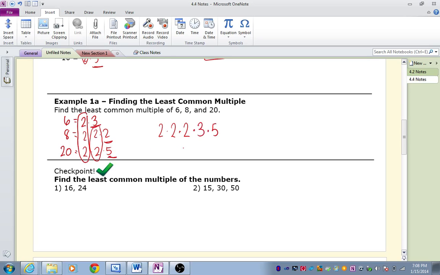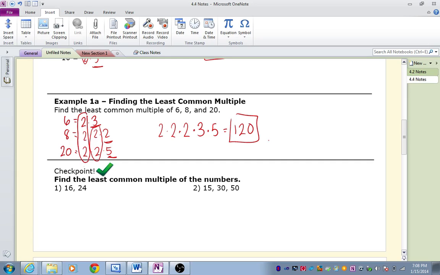Now remember, when you're multiplying a bunch of numbers, it's commutative. You can do it in whatever order you want. So if you're trying to do it mentally, you can skip around a little bit to make your life a little bit better. So I have 2 times 2, which is 4. 4 times 2 is 8. I'm going to jump and say 8 times 5 is 40. And 40 times 3 is 120. So the least common multiple of 6, 8, and 20 is 120.